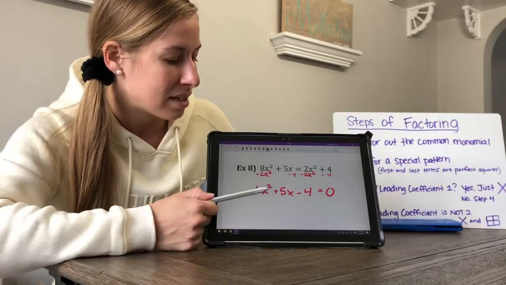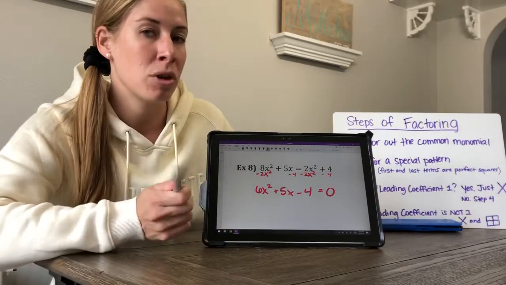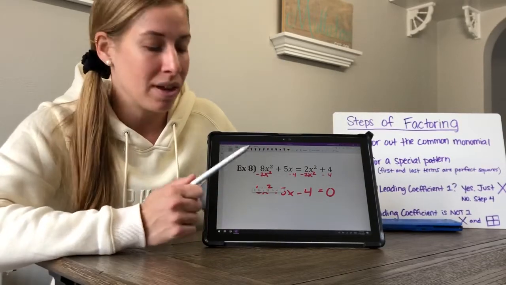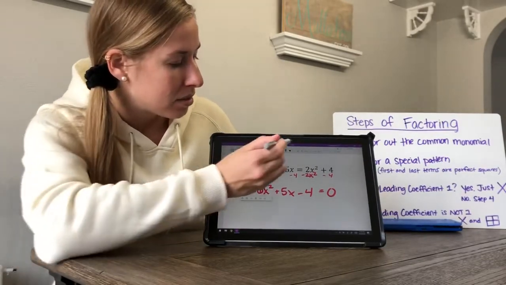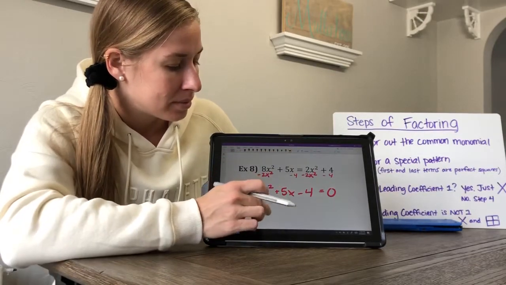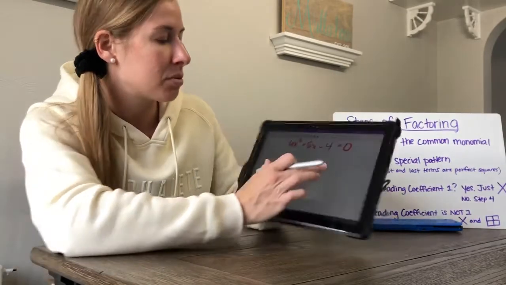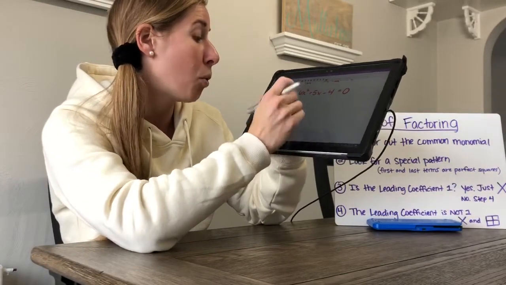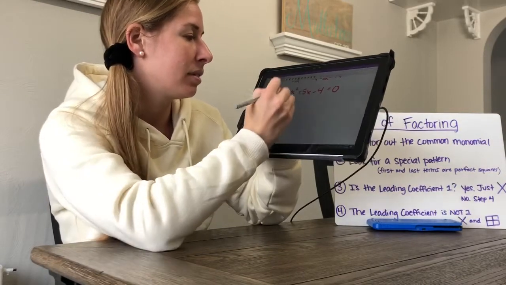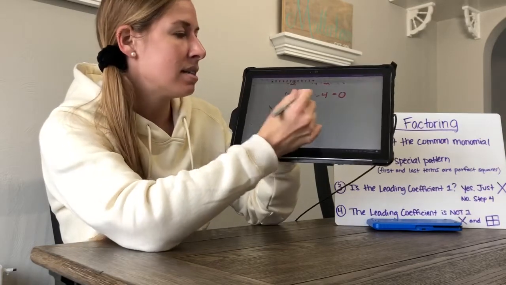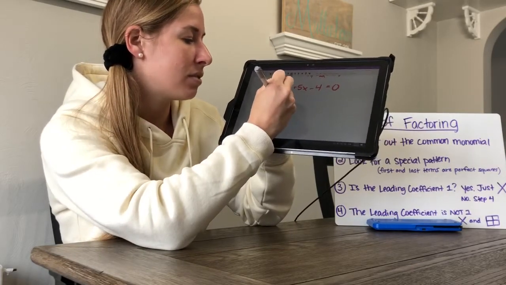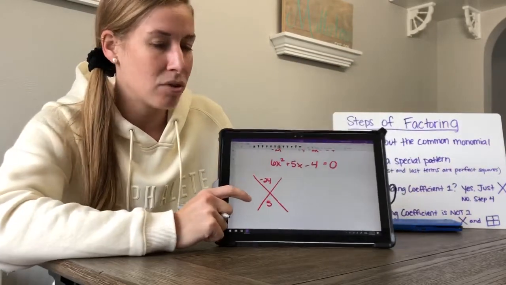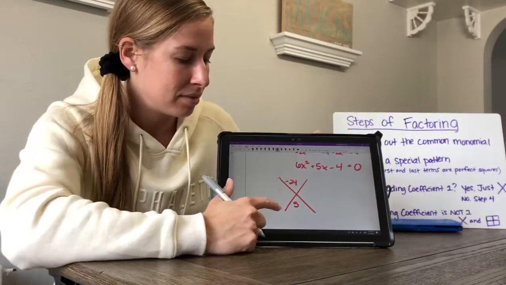Steps of factoring: 6x squared plus 5x minus 4. No common monomial. 6 and 4, not perfect squares. Leading coefficient not 1. X in box. Actually, I'll do this one with you. So 6 times negative 4, negative 24. 5 goes at the bottom. What times what gives you negative 24, but when you add them, you get 5?